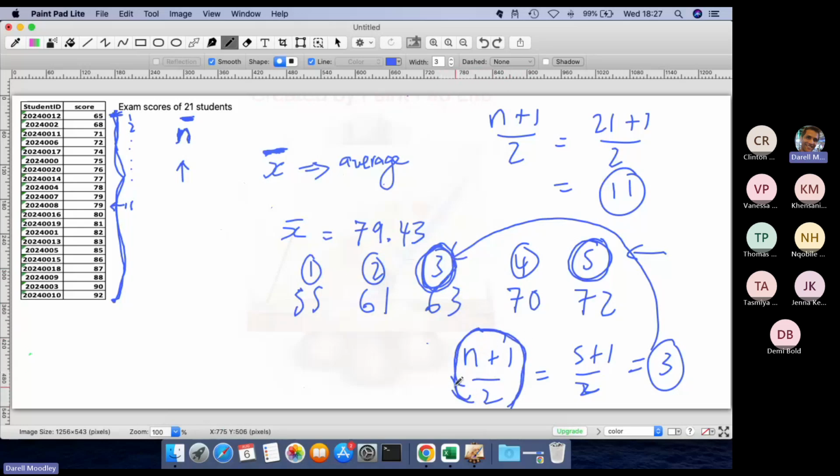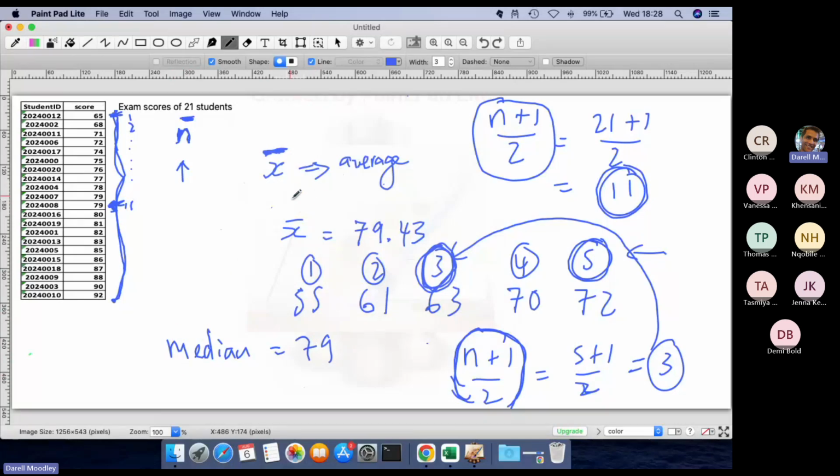So in general, whatever amount of data points you have, and in our case, we got 21 students, if you wanted the position of the middle number, you use this formula here. In our case, for the students and the scores, n is 21. So 21 plus 1 is 22, divided by 2 is 11. So that's the position of the median. It's the 11th student. And so the median is this number here, 79. That corresponds with the 11th student. Your median is 79.